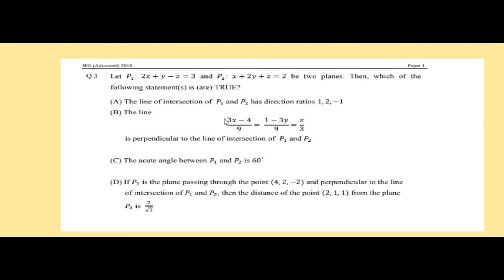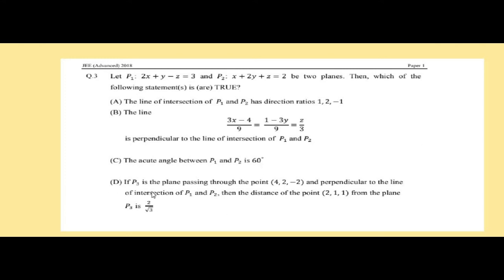Computing the DRs of the line of intersection is one repetitive calculation in vectors for everyone. So you can directly find the cross product of the DRs of the normals, 2, 1, minus 1 and 1, 2, 1. So you can decide option A. Then option B also can be decided after having option A. Next, the acute angle between the planes. This is a fundamental formula, the angle between P1 and P2.